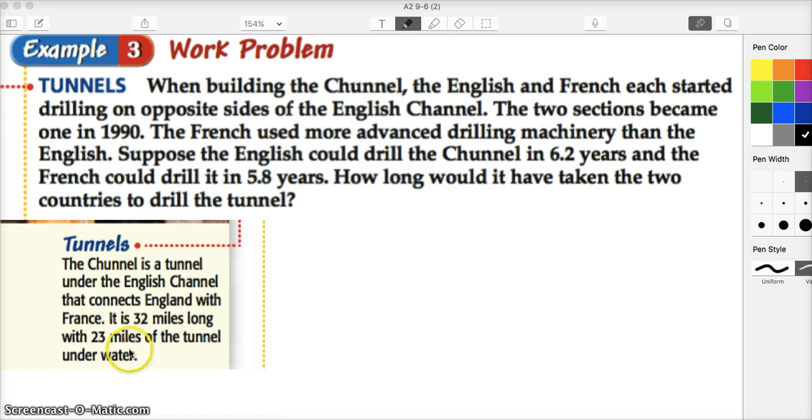All right, so this is a classic work problem. You've got one person with one rate, usually an hourly rate, and another person with another rate, and you're trying to figure out how long it's going to take them to finish the job.